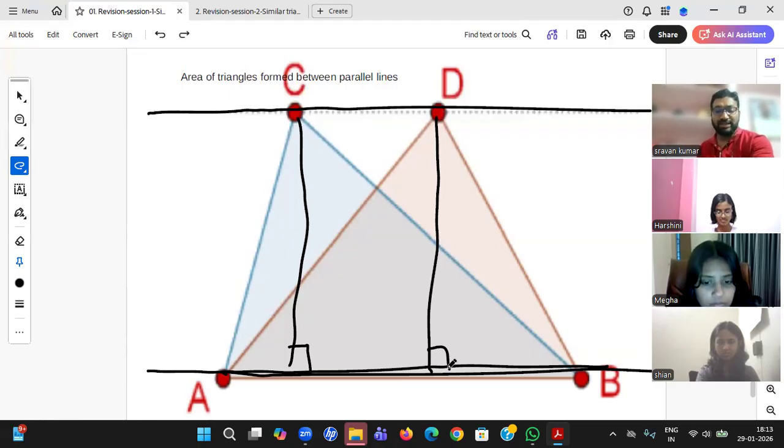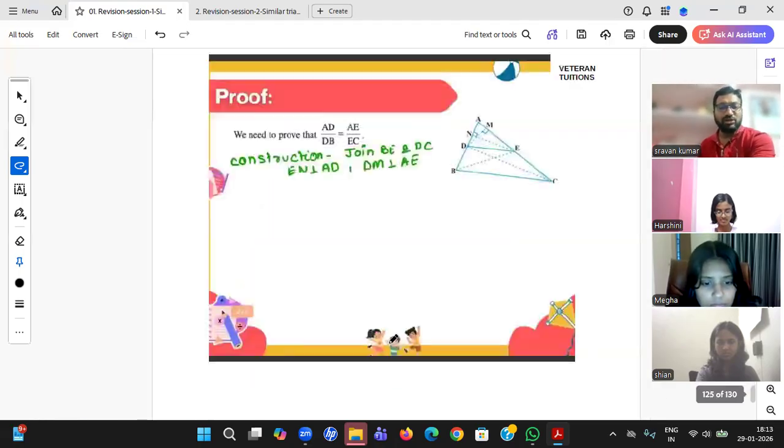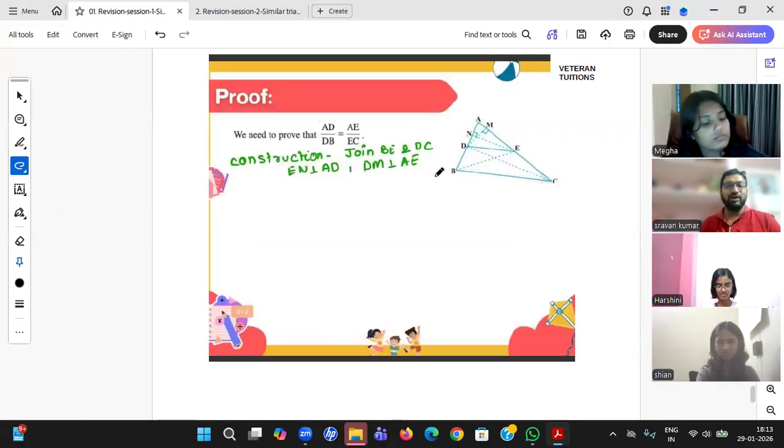So with these two things, we should go for the proof. Okay, students, the proof is very important. Again I'm saying it's very important. There is a 95% chance for this particular proof to come.